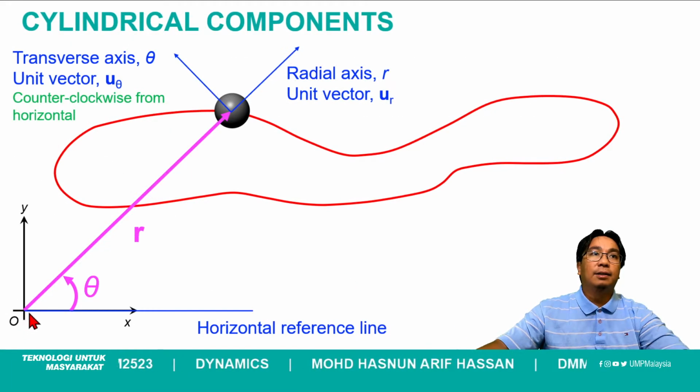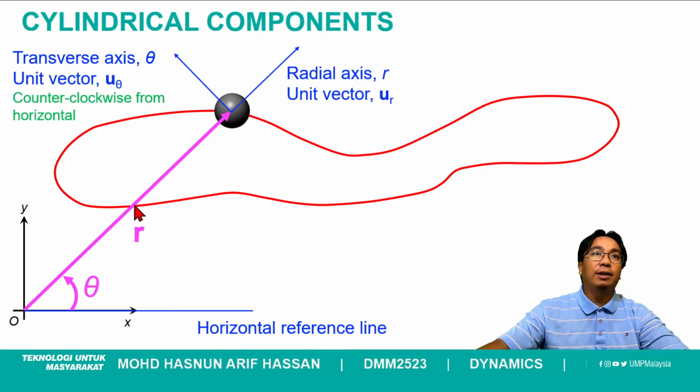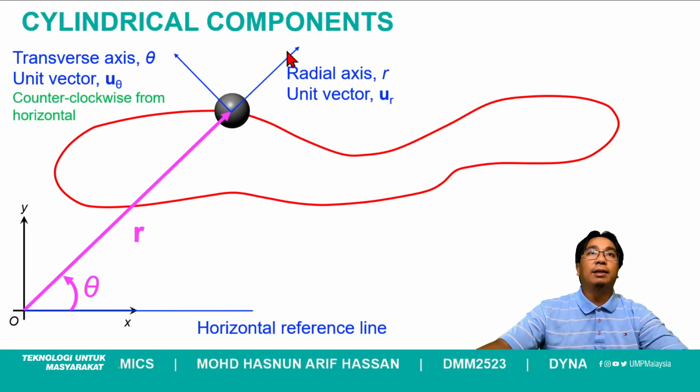Okay, so kalau kita tengok slide kita yang tadi, okay, yang ni kita akan ada satu origin. Dari origin kita define kita punya position of the object. Lepas tu dari position line yang sama ni ialah radial axis.